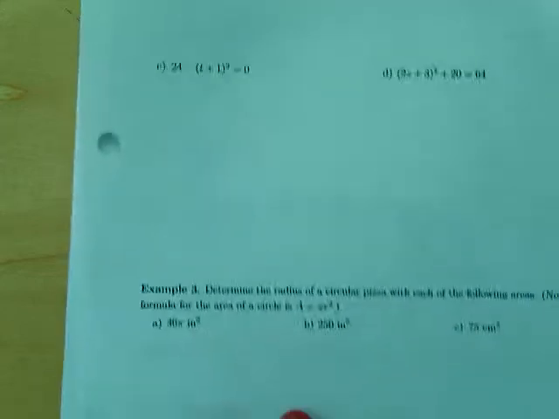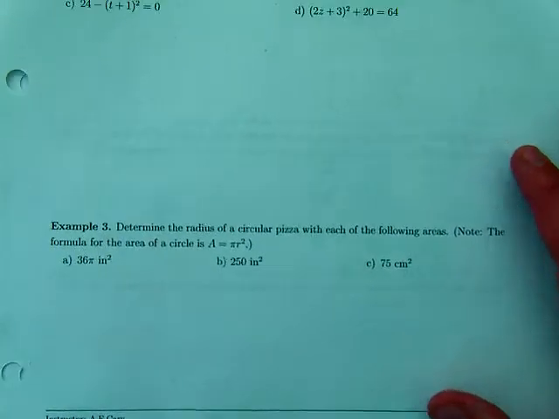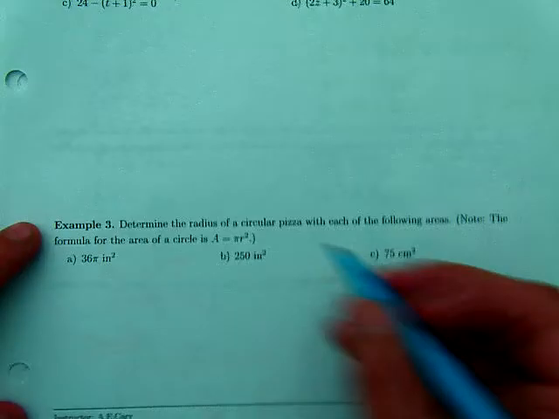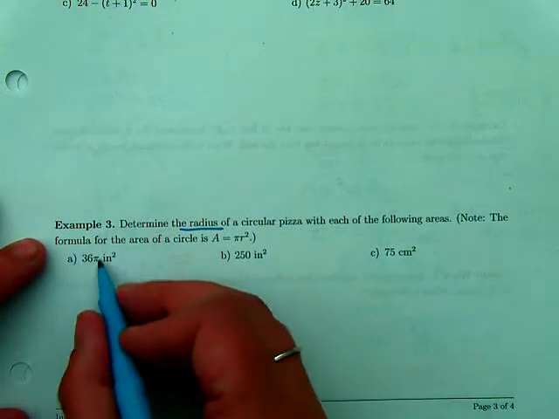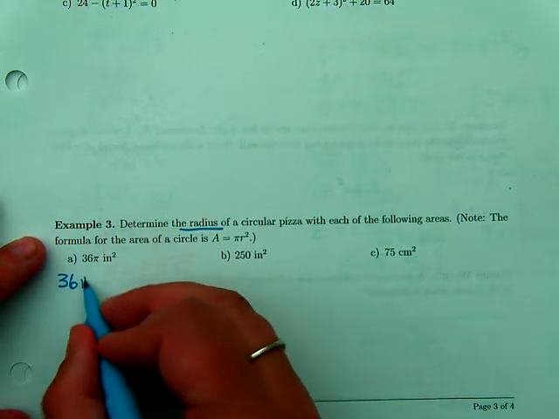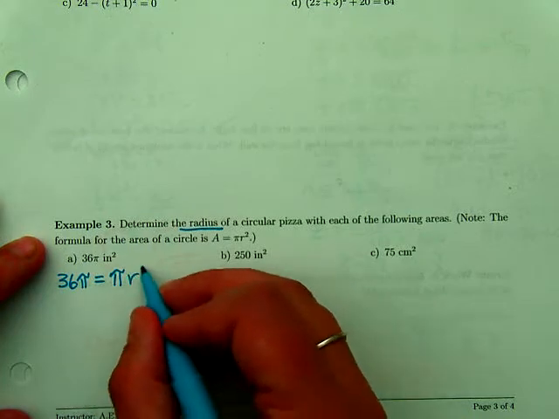Okay, we're going to pick up where we left off on 8.3. So we're looking at example 3: determine the radius of a circular pizza with each of the following areas. Note, the formula for area is pi r squared. So we want to find the radius, so we really want to solve for r. If this is the area, then 36 pi is equal to pi r squared.